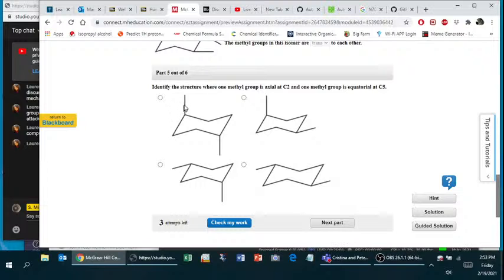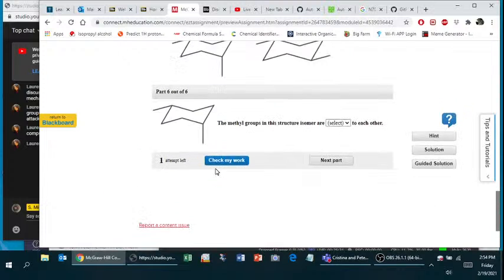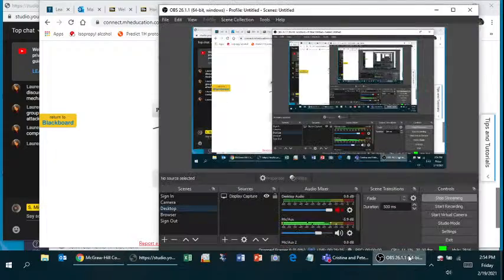Identify the structure where one methyl group is axial at C2 and the other is equatorial. So we're looking for one being up and down, the other pointed out. And the trick with this one is also making sure the correct number of carbons apart. So these are both axial. This is one axial equatorial. This is one axial equatorial, and these are both equatorial. So C2, I believe the top right starts as C1. So C2 is axial. So it's going to be this one, axial, equatorial. Yep. Now, whether or not these are cis-trans relative to each other.